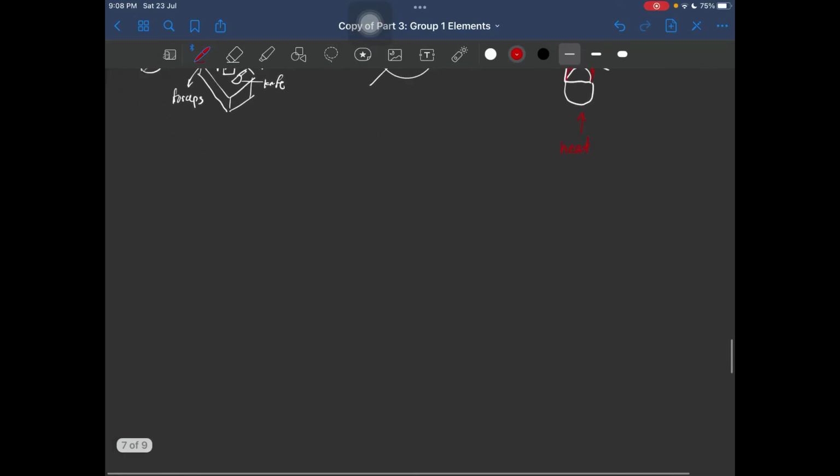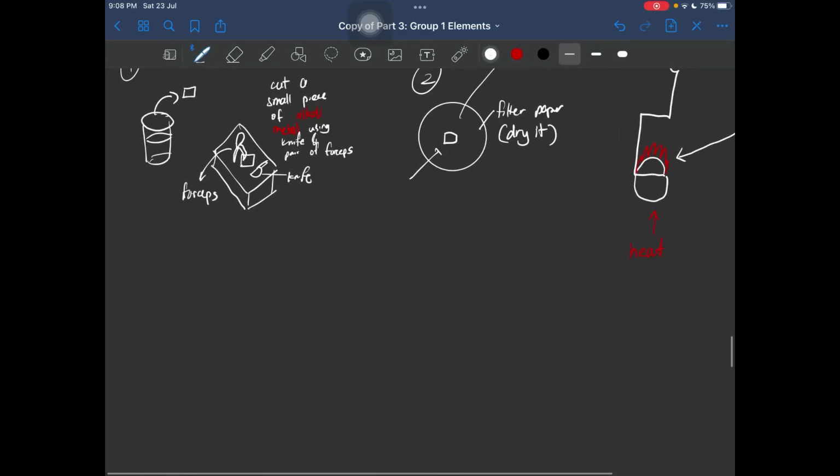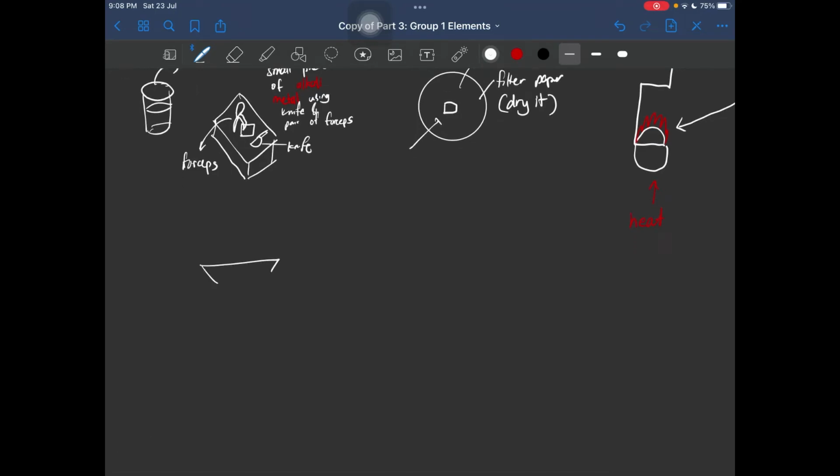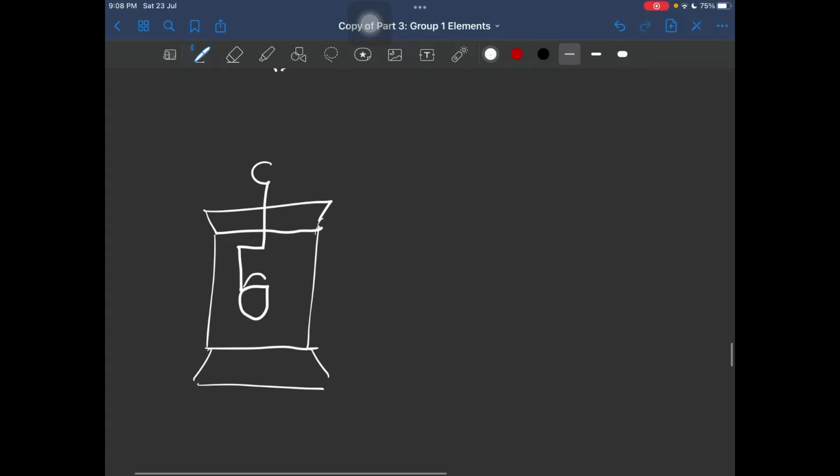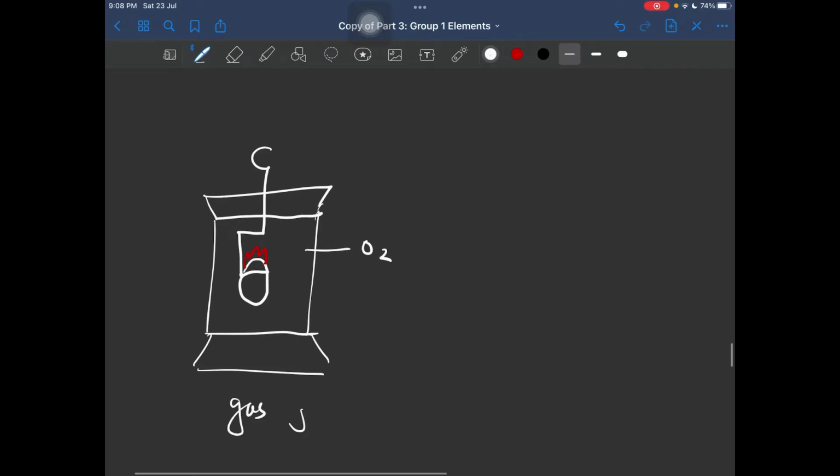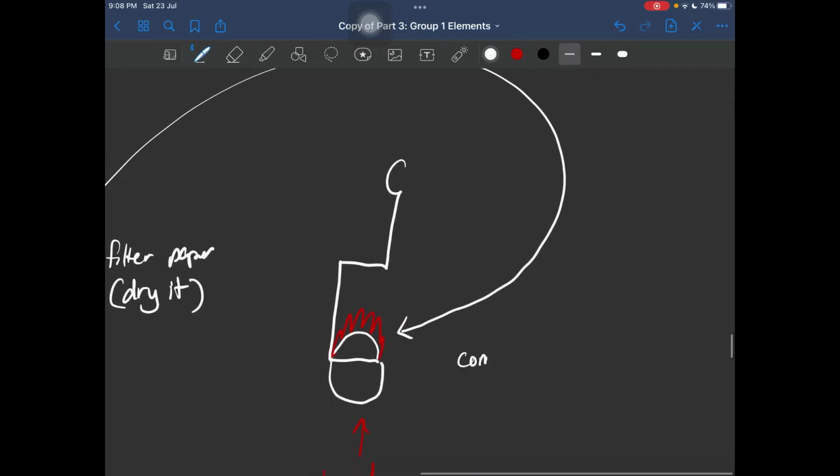And once it burns, you want to immediately transfer it into a gas jar. So here's a gas jar. You transfer it and insert it into a gas jar which is filled with oxygen gas. This is a gas jar and this is a combustion spoon.